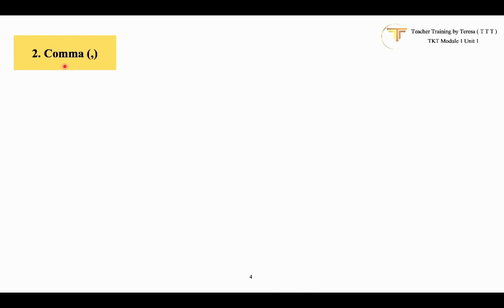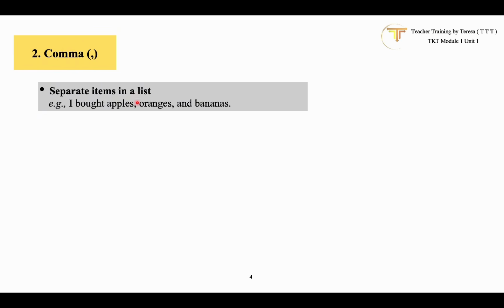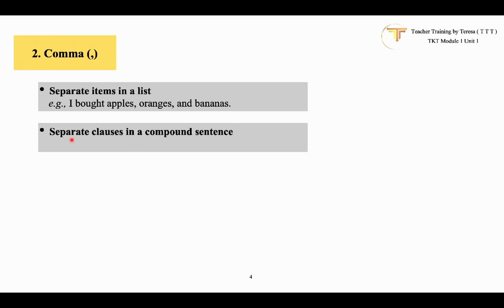2. Comma. Separate items in a list. I bought apples, oranges, and bananas. Separate clauses in a compound sentence. She is tired, but she will help.